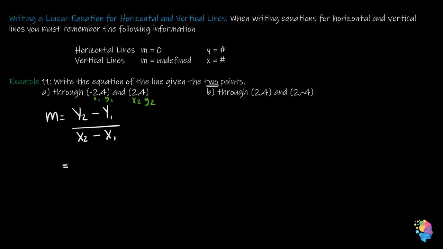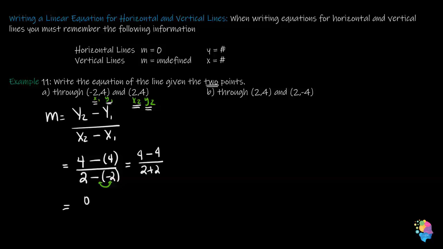So y2, we begin. y2 is 4 minus y1, which is also 4, over x2, which is 2, minus from the formula, and then -2 from that number. In the numerator, I don't have a minus negative situation, so I can just drop the parentheses. However, in the denominator, I do have a minus negative situation, so then this is going to turn into a plus. We subtract. 4 minus 4 is 0, and then 2 plus 2 is 4.